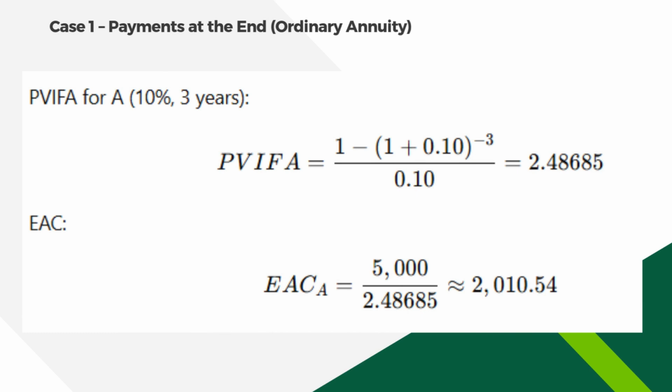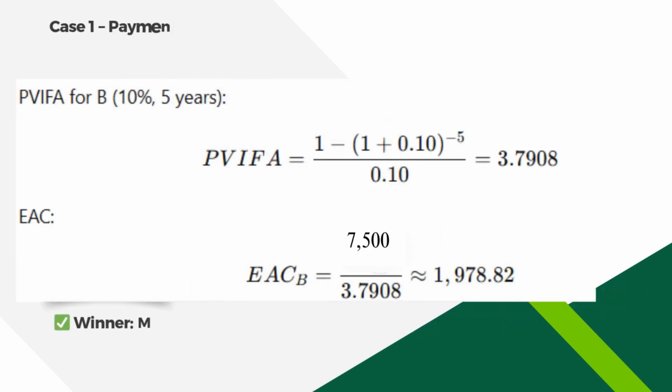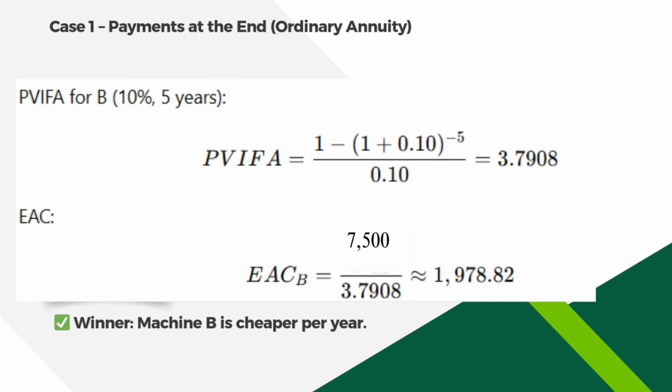Present value of machine A, 10%, 3 years. EAC equals 5,000 divided by (1 minus 1.10 to the negative 3) divided by 0.10. EAC equals 5,000 divided by 2.48685. EAC equals $2,010.54.